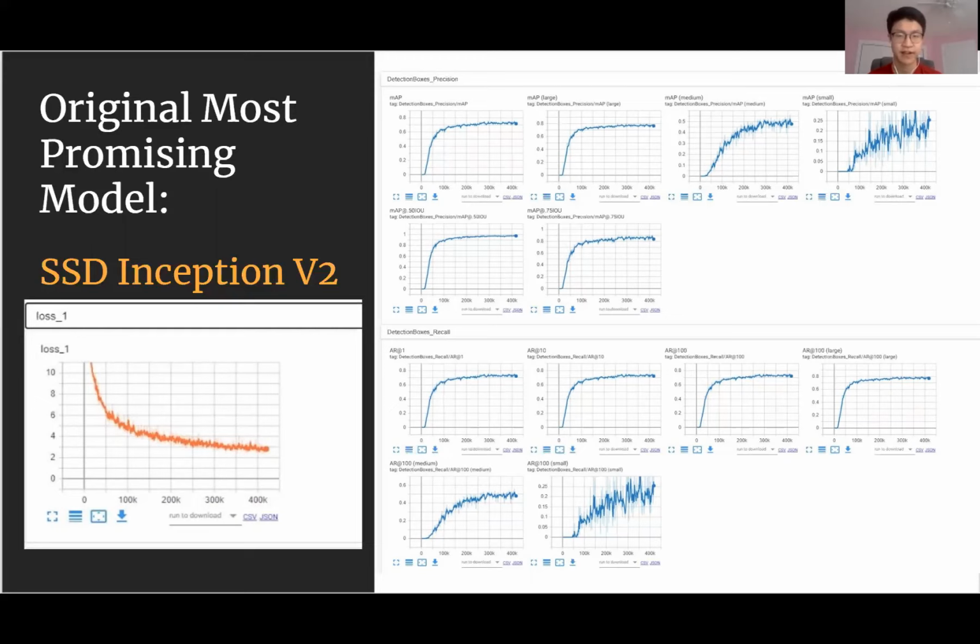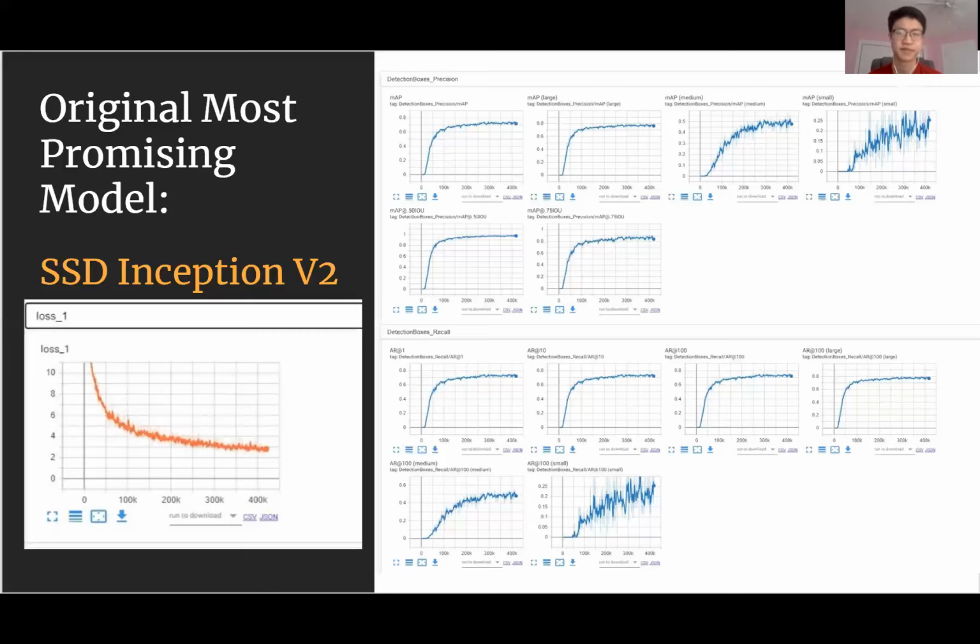On the bottom set of graphs, we have recall graphs. Recall is a measure of accuracy per category. So given a category of birds, say 50 bird images, how many of those were identified correctly? We found that the SSD Inception v2 had both very good precision and recall compared to other models. The only problem is it was very, very large.